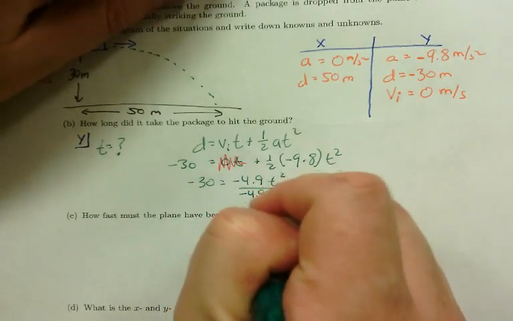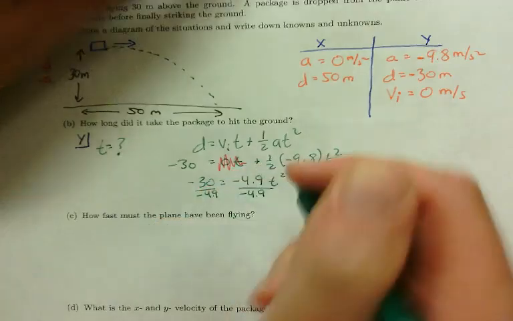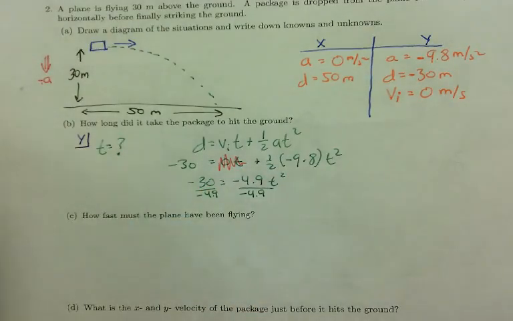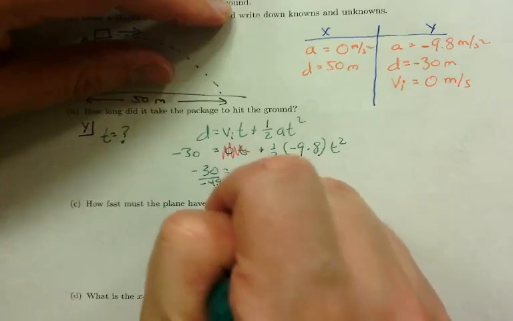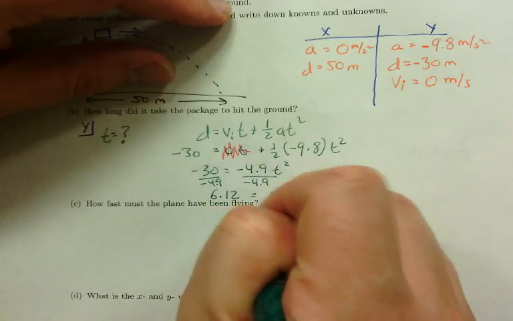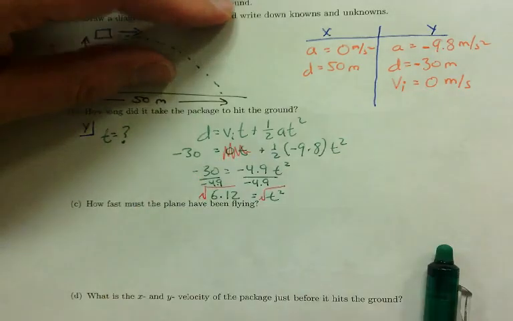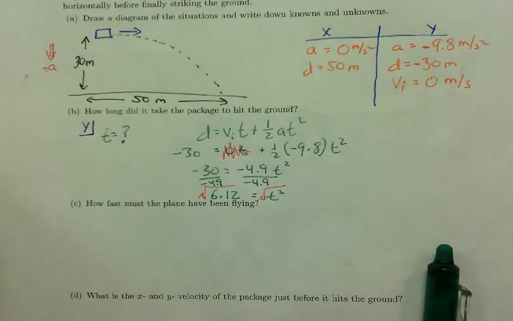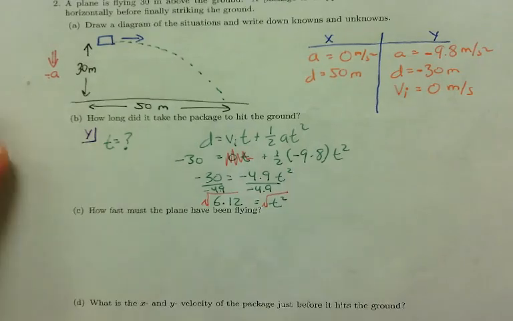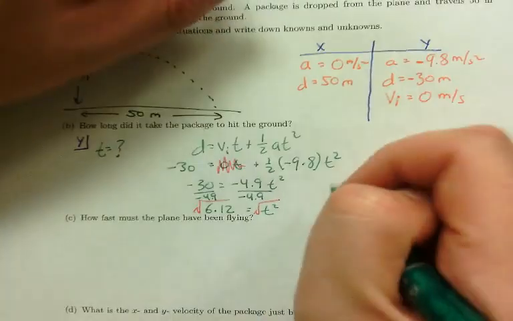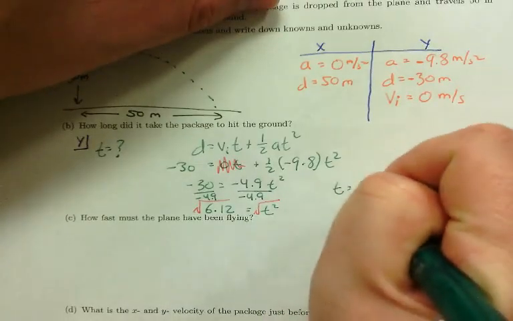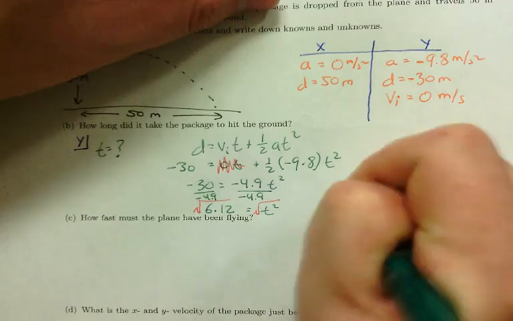Get rid of the 4.9. Negative 30 divided by negative 4.9 is 6.12, but that is t squared, so the last thing I got to do is undo the square. And I've got something like 2.47 seconds. That's what I found.